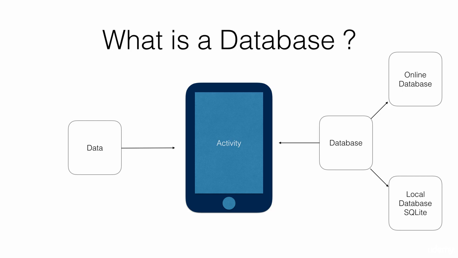There are actually two options in databases. The first one is the online database, which is the database hosted in some kind of cloud. The next type is the local database, which is the SQLite database. In this section we will mostly focus on the local database, the SQLite database. We are also going to learn about the online database, but we will do that in the upcoming sections. For now, let's just focus on the SQLite database.